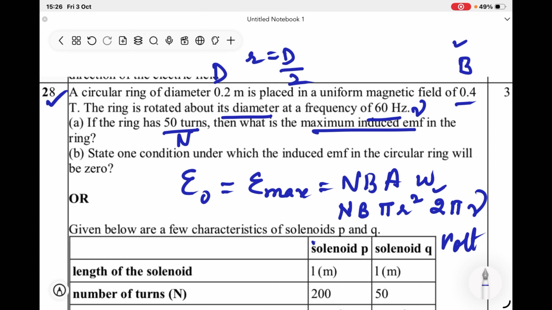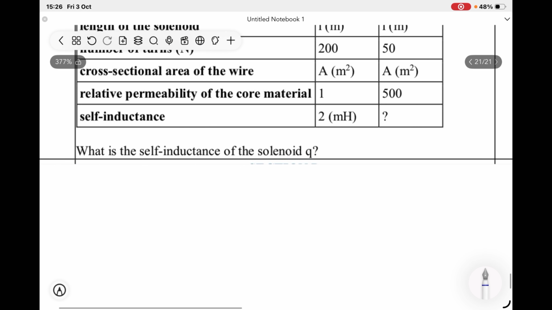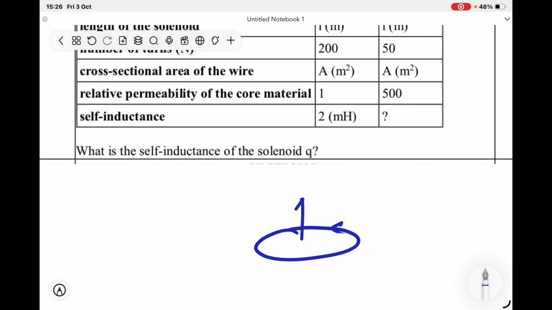And then you have to state one condition under which the induced EMF in the circular ring will be 0. So this is important. Actually for the ring, the magnetic field is this way. If current is flowing, using the right hand thumb rule, keep your curls along the ring, along the motion of the current, and your thumb will point this way. So this is the magnetic field.